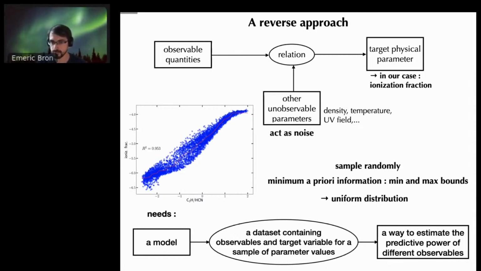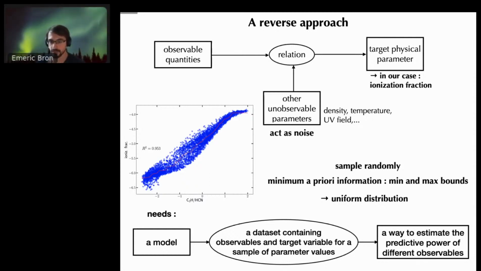So somehow it works because in reality, there is only a 2-dimensional relevant subspace. And yes, I think it works because for chemical reasons, those tracers, those ratios are very tightly related to the ionization fraction.